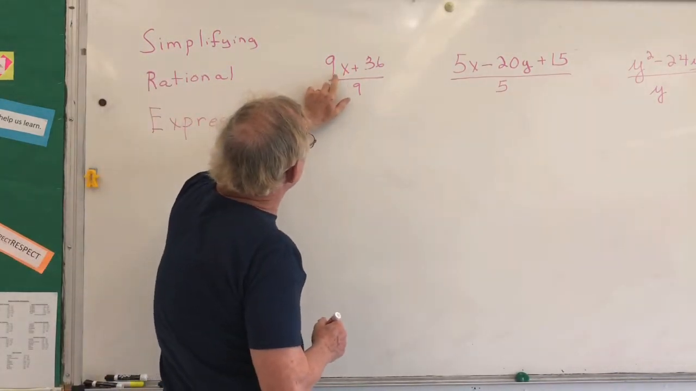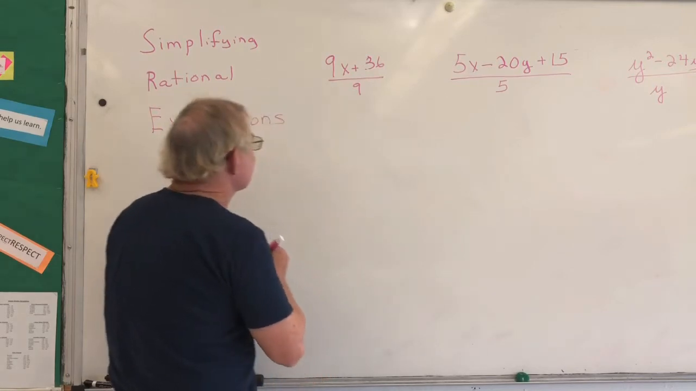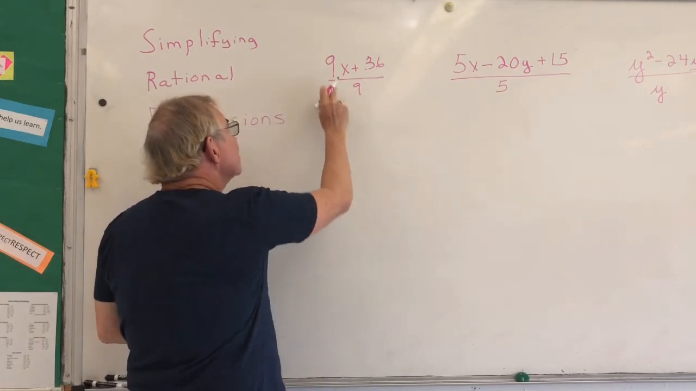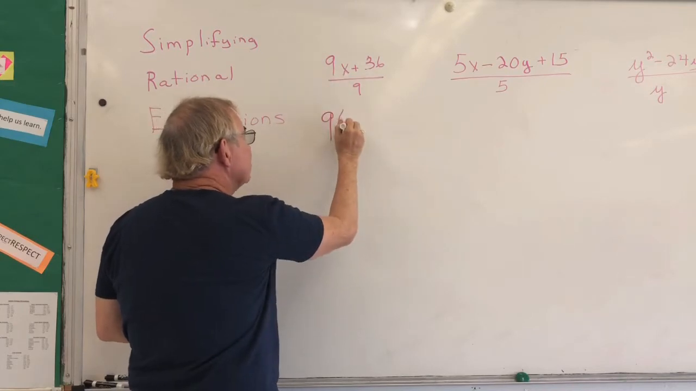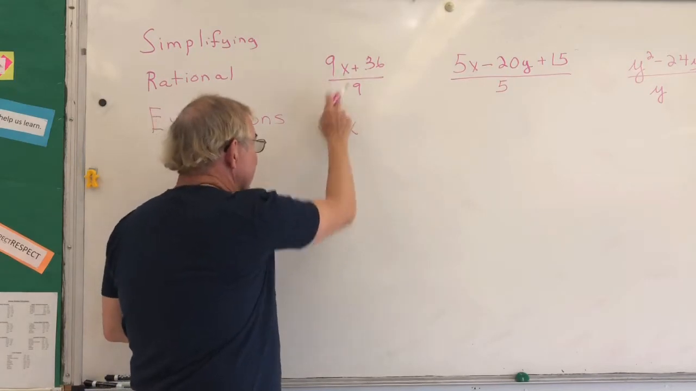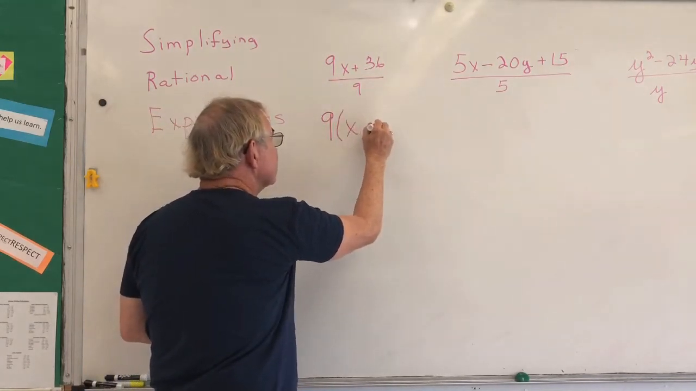Notice the numerator has a greatest common factor of 9. You can divide 9 into 9 and 9 into 36. So the approach we're going to take today is to divide a 9 out. 9 divides into 9x with an x left over, because 9 times x is 9x, and 9 goes into 36 4 times.